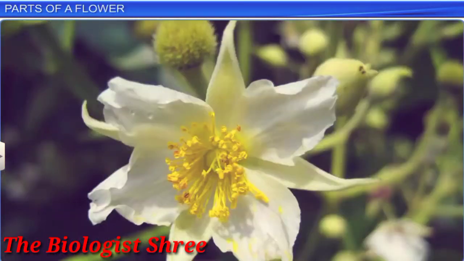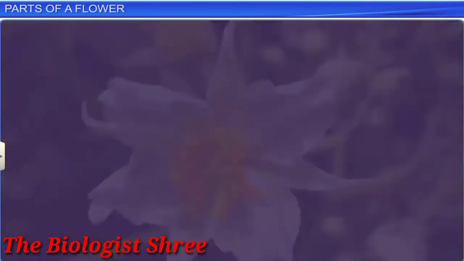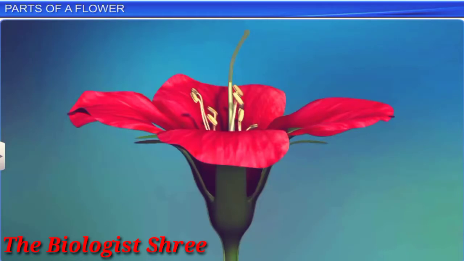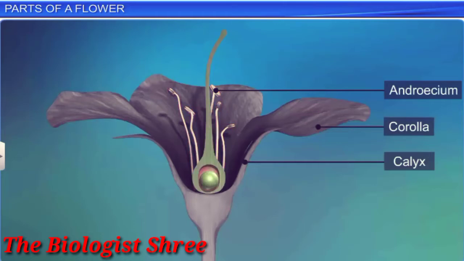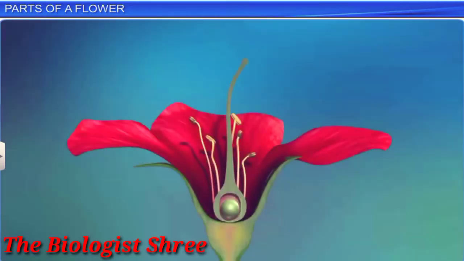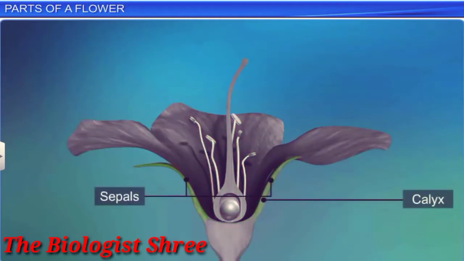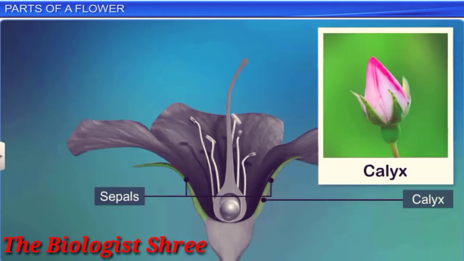A flower is the most beautiful and attractive part of a plant that contributes to the process of reproduction. Typically, a flower has four whorls: calyx, corolla, androecium, and gynoecium. The outermost whorl is the calyx, which consists of sepals that are green, leaf-like structures that protect the flower in its bud stage.